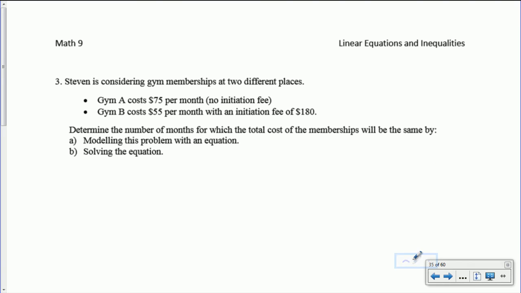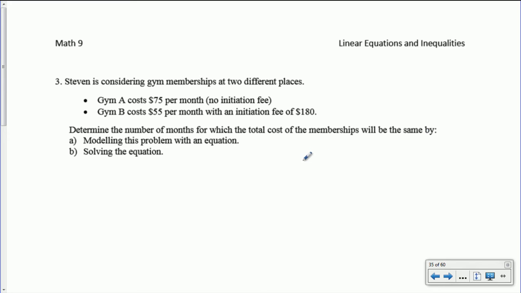So we've got a gym membership, 2 different places. So gym A costs $75 per month with no initiation fee, and gym B costs $55 per month with an initiation fee of $180. So determine the number of months for which the total cost of the membership will be the same. Okay, so we're going to do it by modeling it with an equation and then solving the equation.